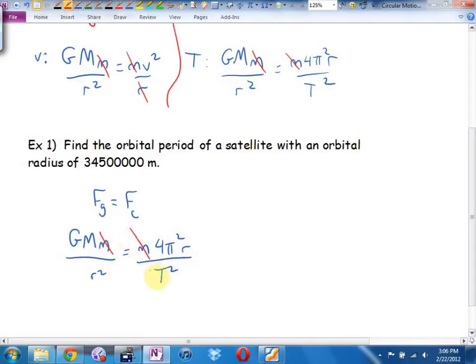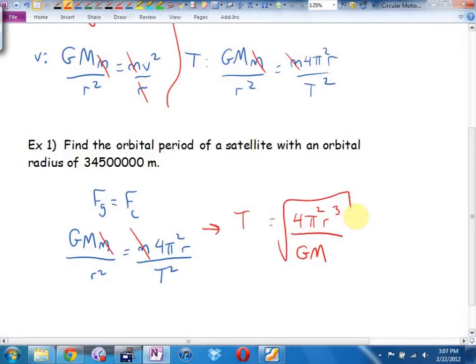Yay, Jessica, mass cancels. I get the T by itself. I think the T squared moves up to there. Now it's on the top. The GM moves down to the bottom. The r squared moves on top of this r. Now it's going to become an r cubed. Yes, Shannon? Is that okay? In fact, you end up with this. T squared equals 4 pi squared r cubed all over big G, big M. Hey, how'd I get rid of a squared? And take it from there.